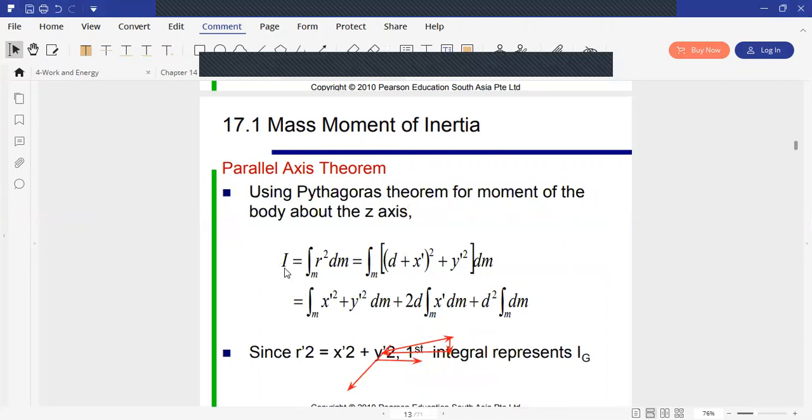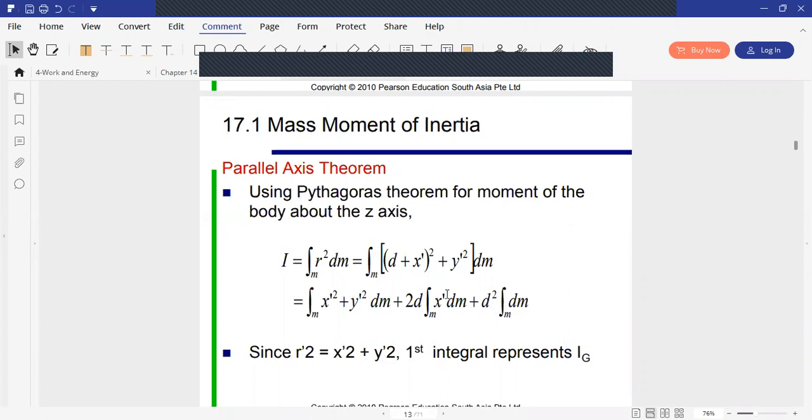I obtain that the inertia about the new axis is integral of (d plus x prime) square plus y prime squared dm. Now if I do the expansion, I can take integral x prime square plus y prime square dm, plus 2d integral x prime dm, plus d square integral dm. First, what is integral dm? What does it represent? It's m, the total mass. So this term will give me m times d square, and I was able to take d outside of the integration because it's a constant distance.